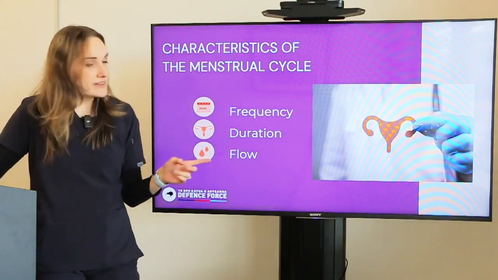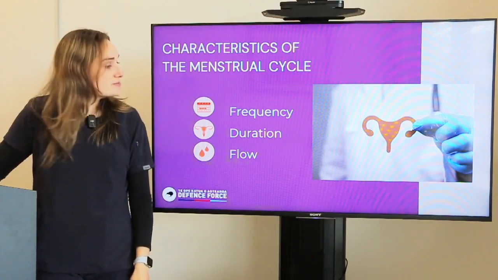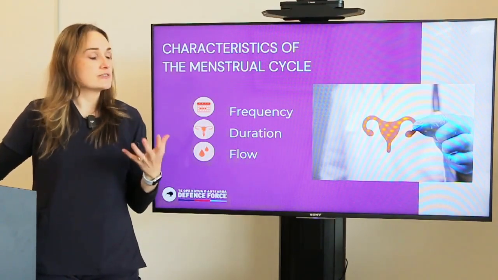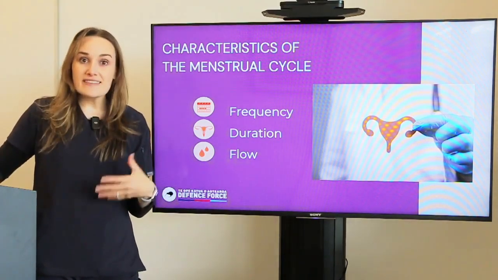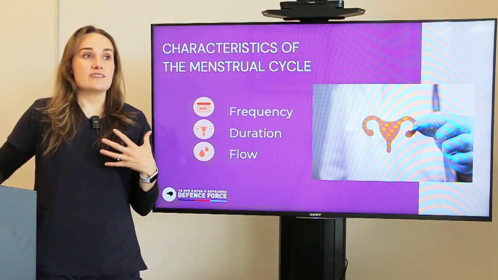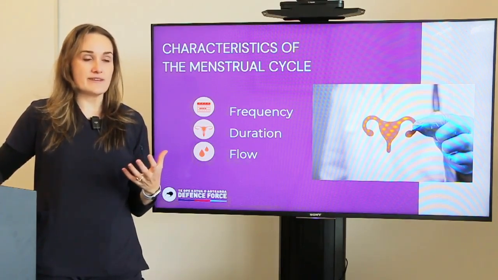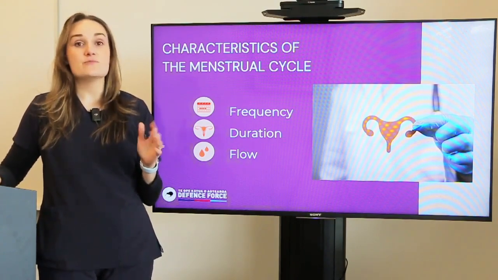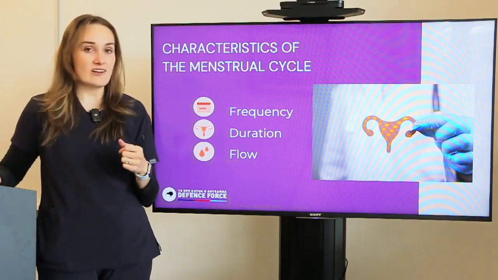Generally, the flow is heavier in the first 2 days. In terms of the amount of flow, we consider up to 80 ml per cycle, so around 5 tablespoons, to be normal. If there's anything more than that, then they should be encouraged to come and chat to medical. We'll also judge it on how often they're needing to change a pad or a tampon. So if they're soaking through one of those products every hour or two for 1 or more hours, then they should come and see medical, as well as if they're passing clots.